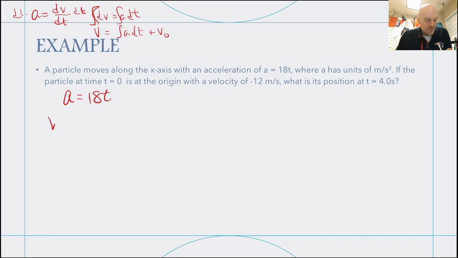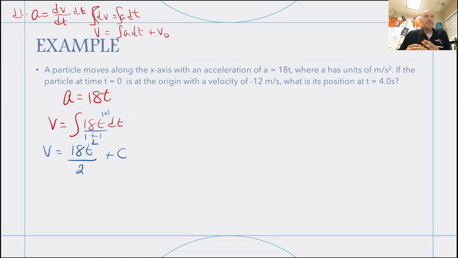So if I want to find v, I do the integral of 18t dt. The rule is you add 1 to the exponent, so 1 plus 1. So v equals 18t squared over 1 plus 1, the basic power rule. So it ends up being 2 plus c. That c is the constant that we need to determine to figure out what v0 is. So we end up with v of t equals 9t squared plus c.